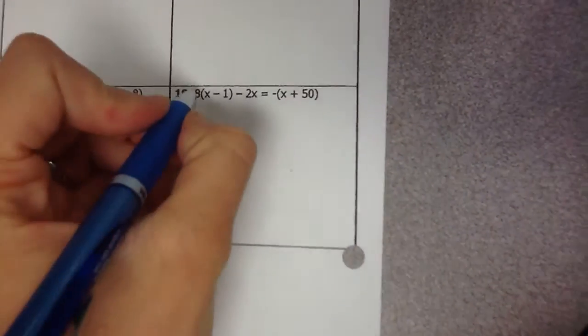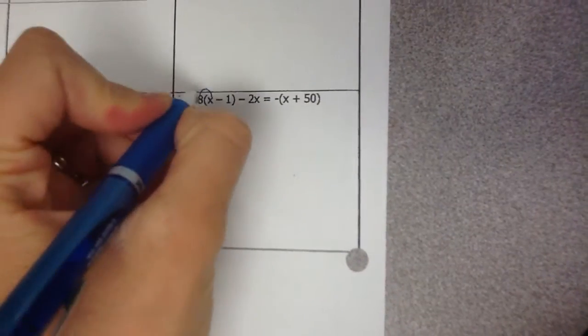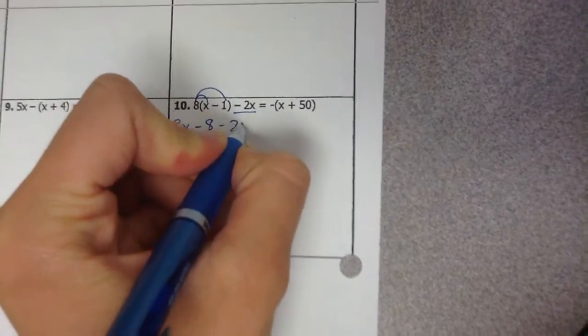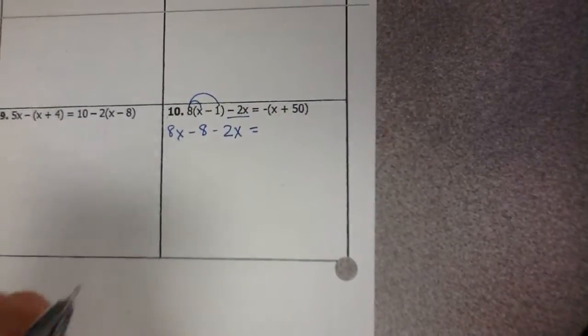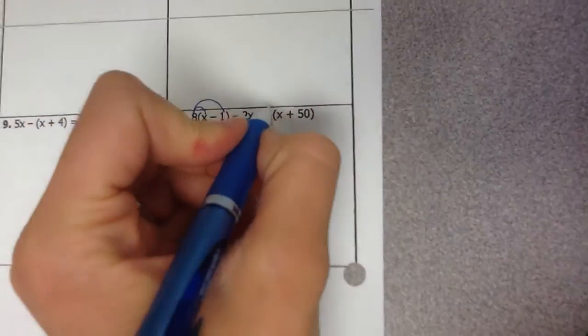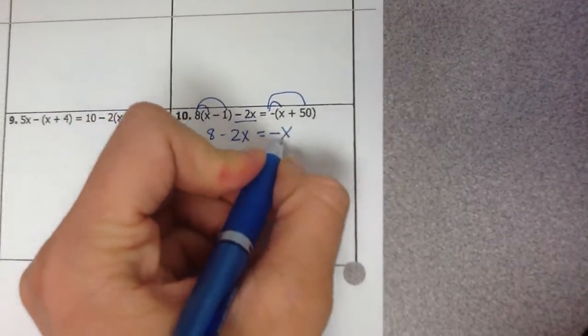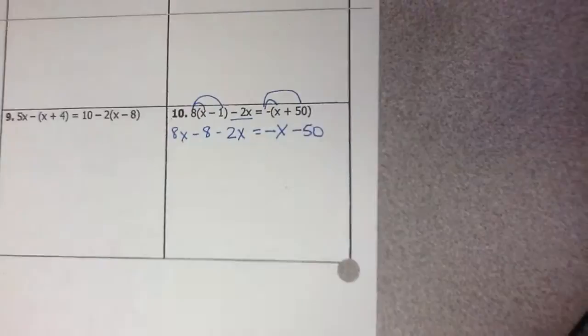So let's do that. 8x minus 8 and then minus 2x. That part wasn't involved in the distributing, so I just leave it alone and bring it down. Now this is tricky. I have to distribute a minus sign to both parentheses. So minus x minus 50.